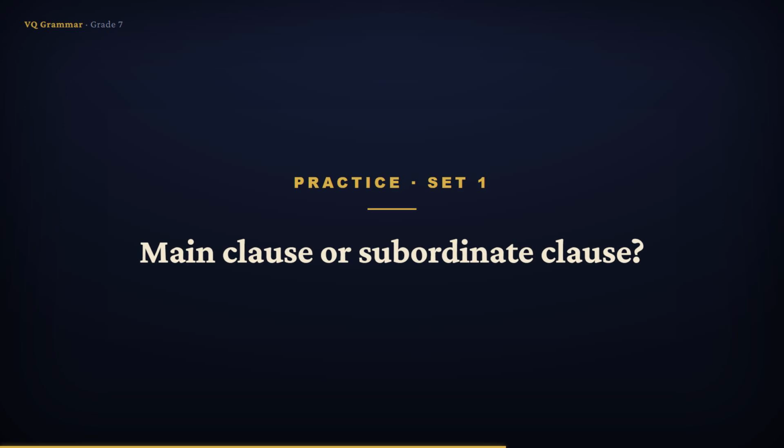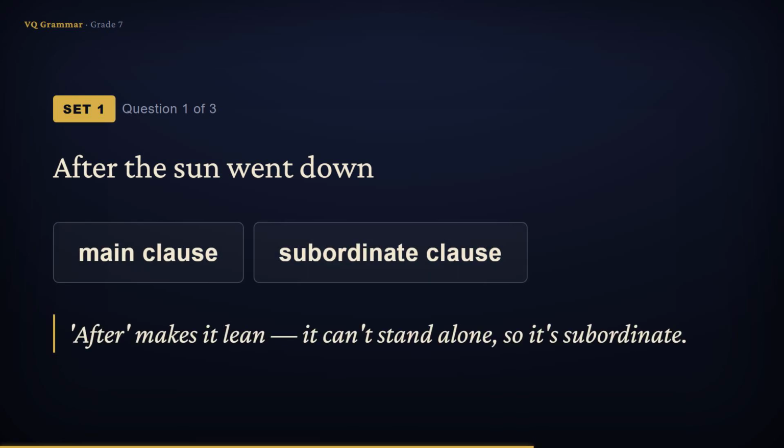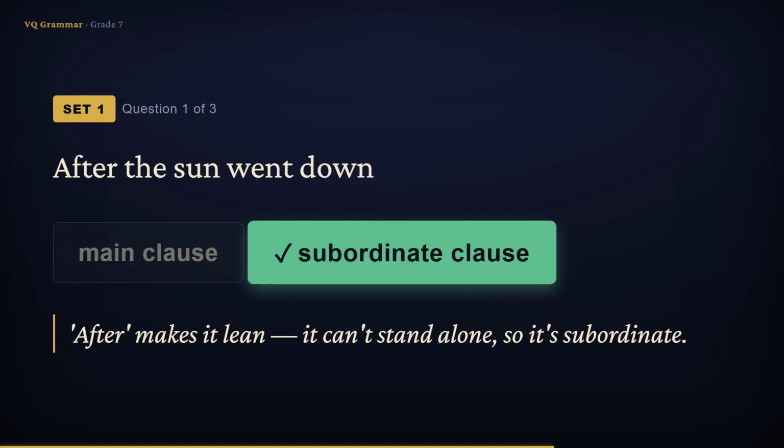Time to practice. In this first set, I'll show you a group of words. Decide whether it's a main clause, which can stand alone, or a subordinate clause, which cannot. Use the standalone test. Pause the video and choose before I reveal the answer. After the sun went down. Try the test. Can this stand alone? After the sun went down, then what? The word after leaves it hanging, so it can't be a sentence by itself. So the answer is subordinate clause.